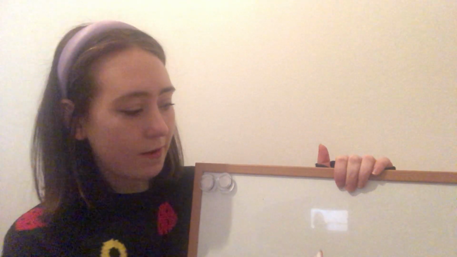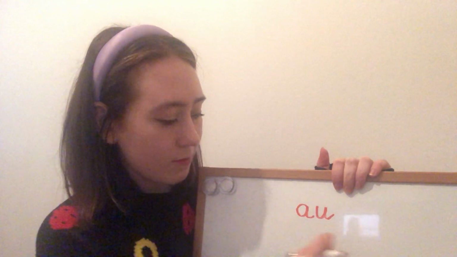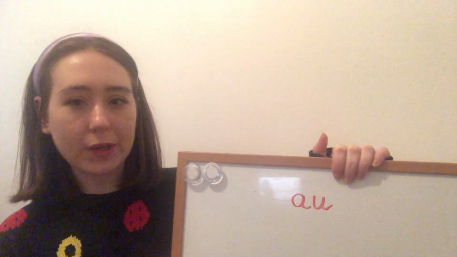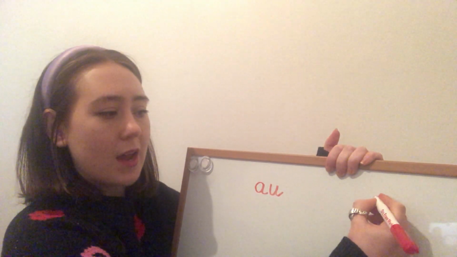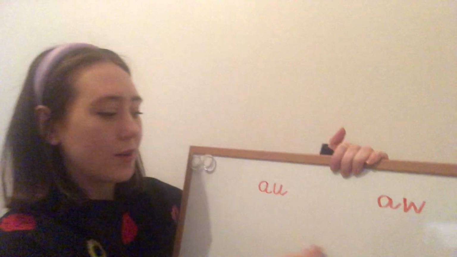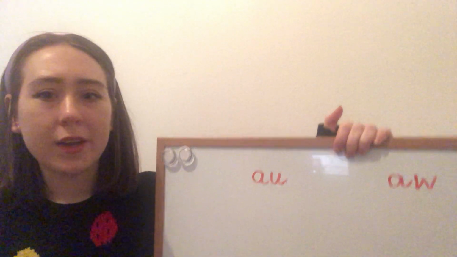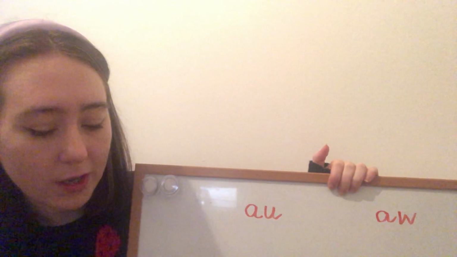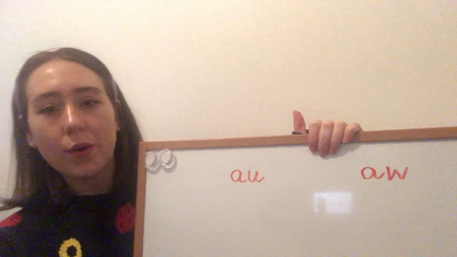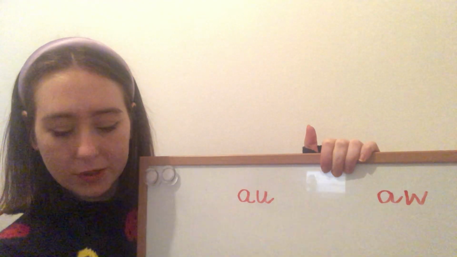Well done if you've remembered that we have au, which makes aw. Can I hear you all say that? Aw. But we also have aw. Excellent. We have au and we have aw. Now this is where it gets really tricky, but lucky for us there are some rules that we can learn so that we know when to use the au version of the aw sound or this version of the aw sound.